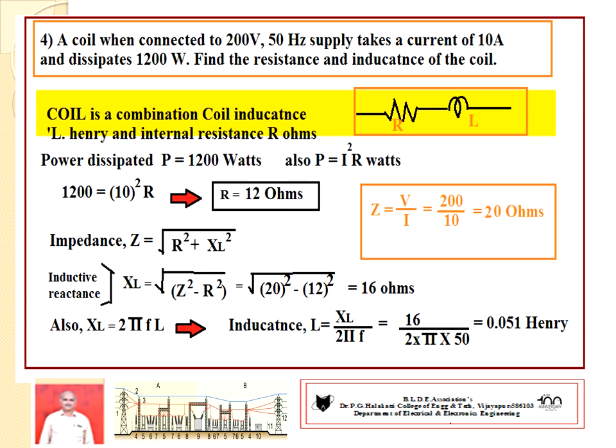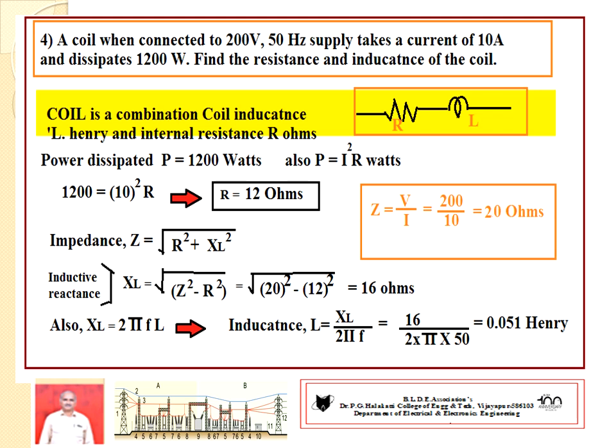A coil when connected to 200 volts 50 Hz AC supply takes a current of 10 ampere and dissipates 1200 watts. Find the resistance and inductance of the coil. So, a coil means always an RL series circuit, sir. A coil has an inductance value and some internal resistance value. You remember, a coil is nothing but an RL series circuit. It is having inductance L and R be the resistance.